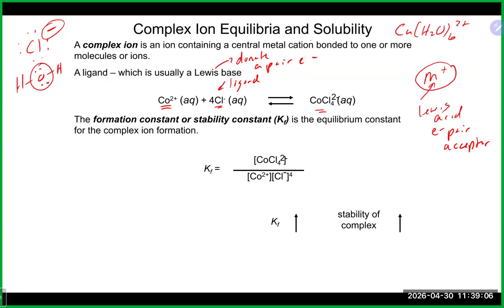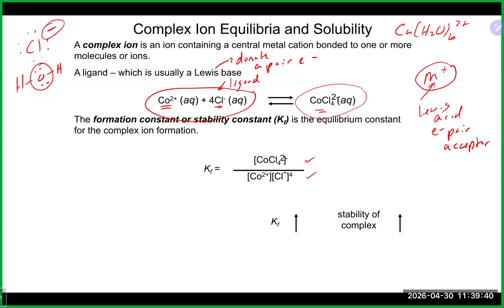Now, because this sets up an equilibrium in solution, we get our favorite thing ever, which is another equilibrium constant to add to our giant growing list of K values. This is known as the Kf value, or the formation constant. The Kf is the equilibrium constant for complex ion formation, and it is basically just like any other equilibrium constant. We go products over reactants, and that gives us our Kf expression.